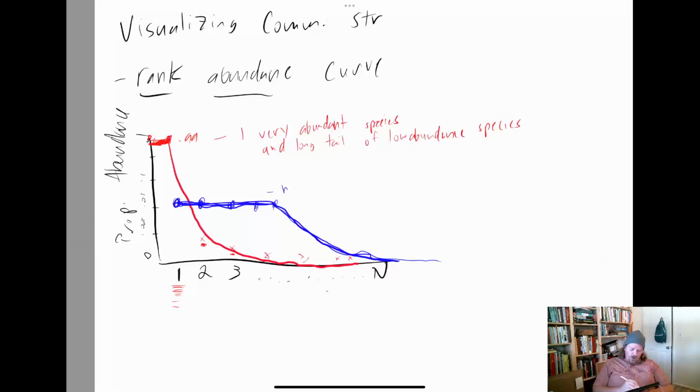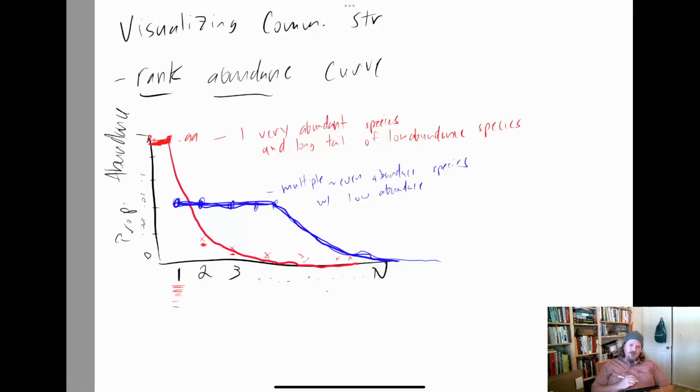So here we have multiple even abundance species, or nearly even. We can put a tilde to mean nearly even abundance species, with some low abundance, right?